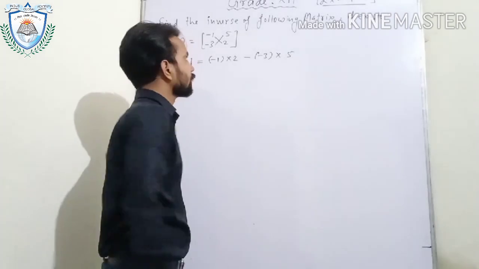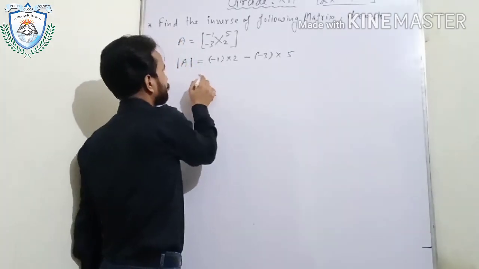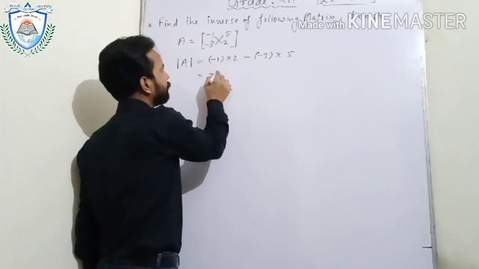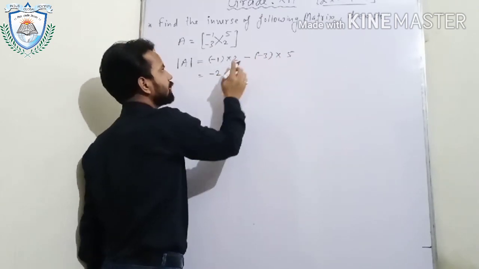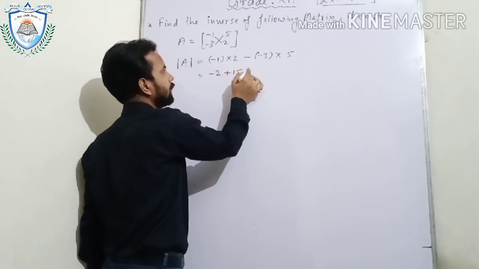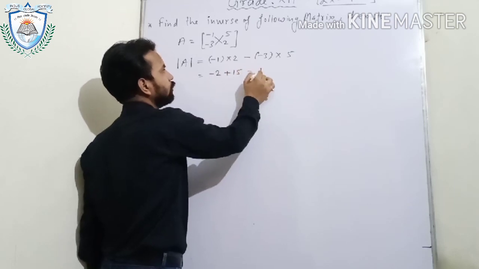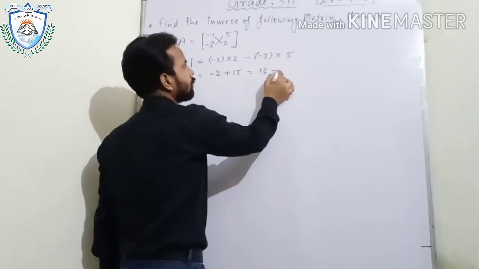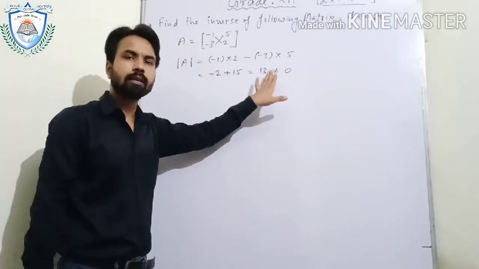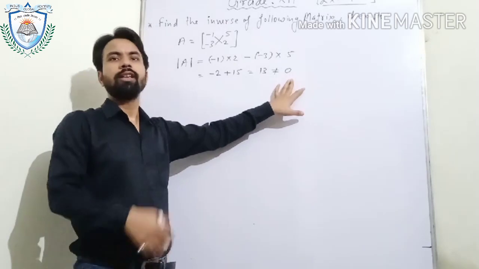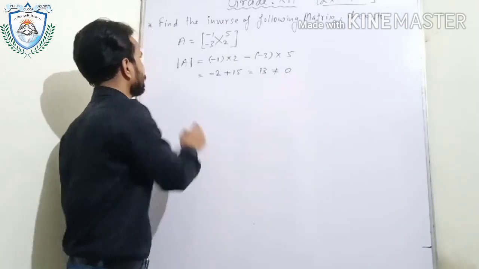Is it clear? Okay. So see, minus 1 into 2 we will get minus 2, and minus 3 into 5 is minus 15, and minus of this, so it is plus 15. And minus 2 plus 15 you will get 13, which is not equal to 0. The value of this determinant is 13. It is not 0. So we can say that A inverse exists.